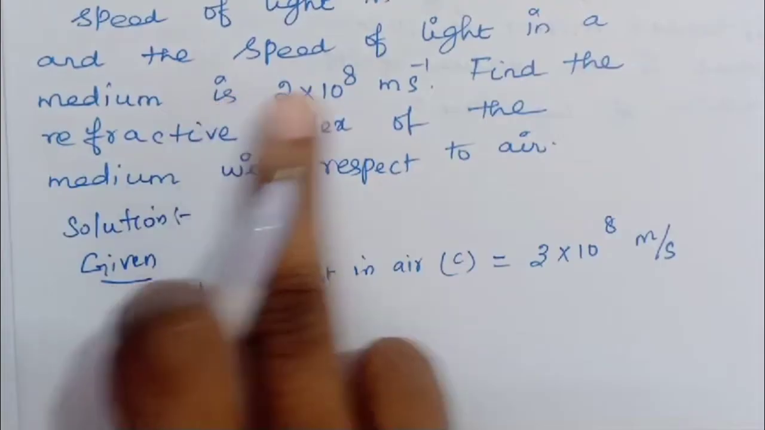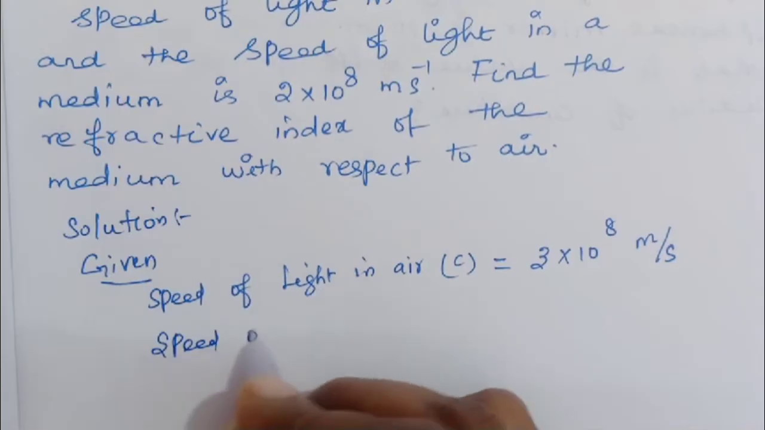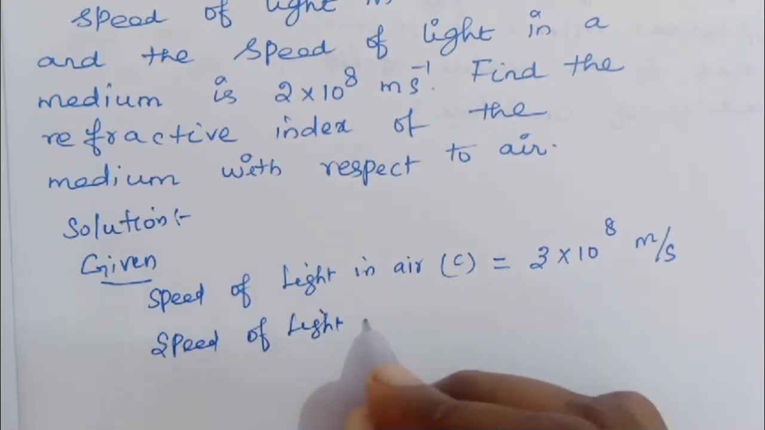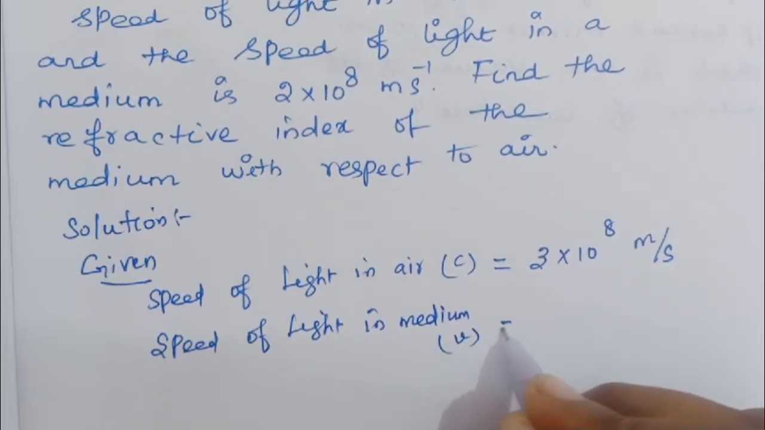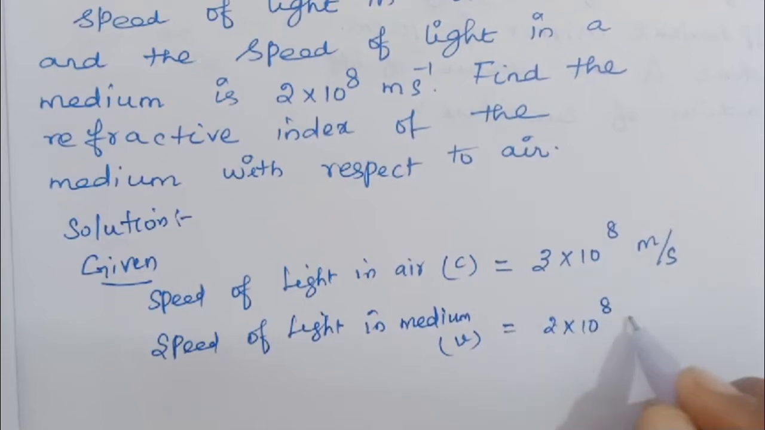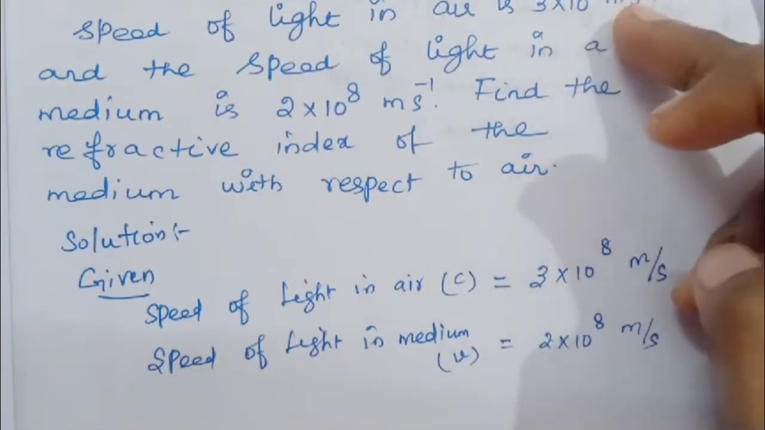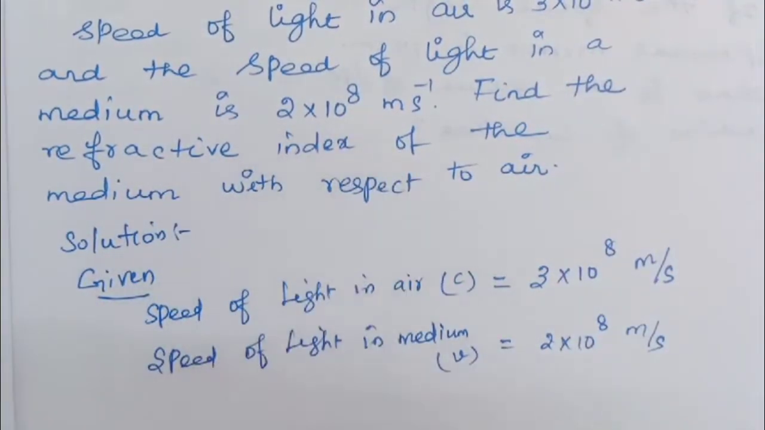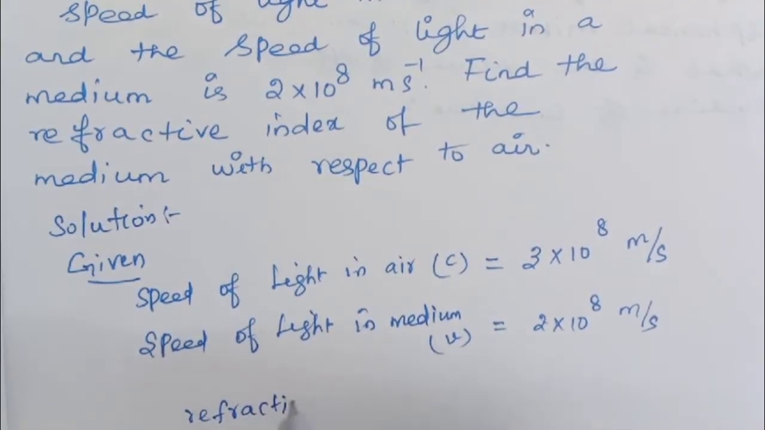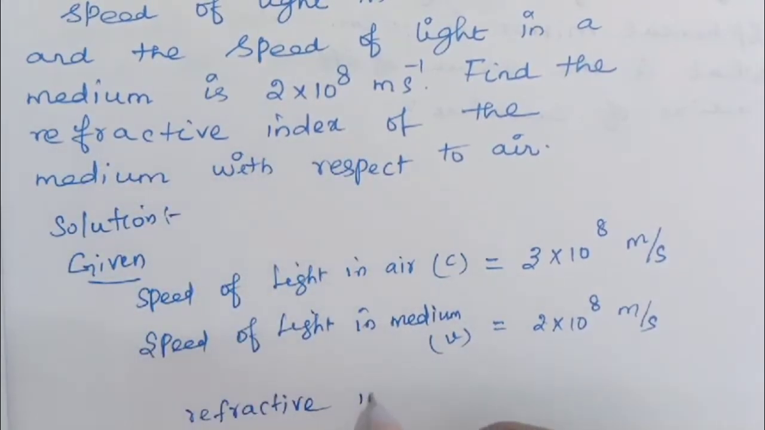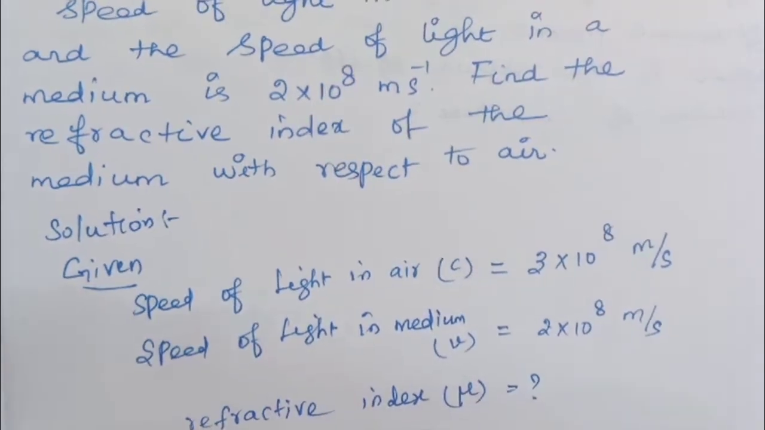Next, the speed of light in a medium is given. The speed of light in a medium we represent as V, which is equal to 2 into 10 to the power 8 meter per second. Clear? So only two values are given: speed of light in air and speed of light in medium. Then we have to calculate the refractive index, denoted by the letter mu, which will be the question mark.